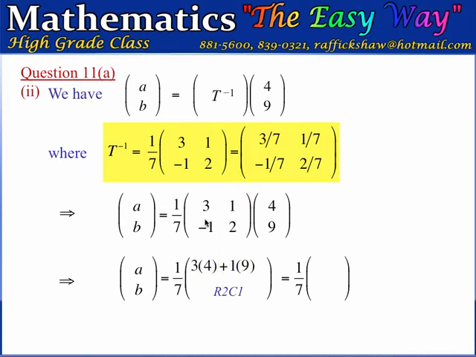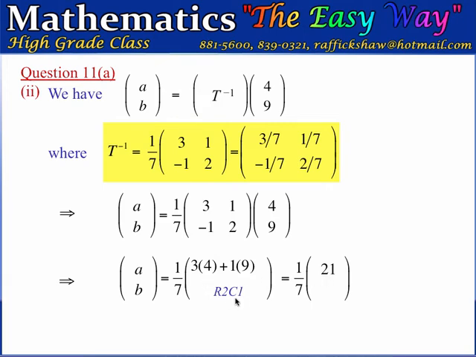And this is it. The 3 is multiplied by 4, and we add the 1 multiplied by the 9. And when we do this calculation, the result is 21, because 12 plus 9 is 21.